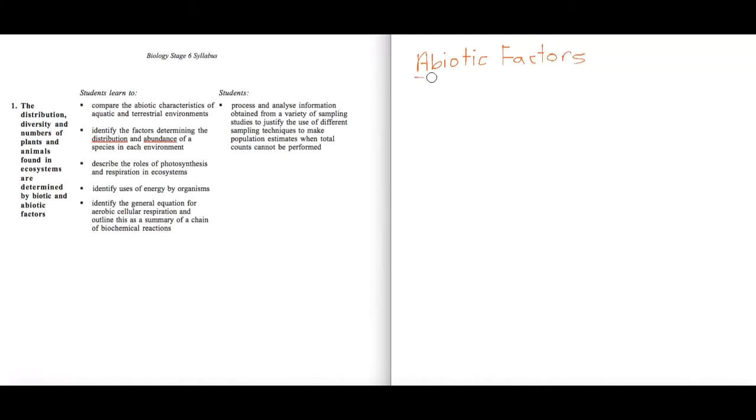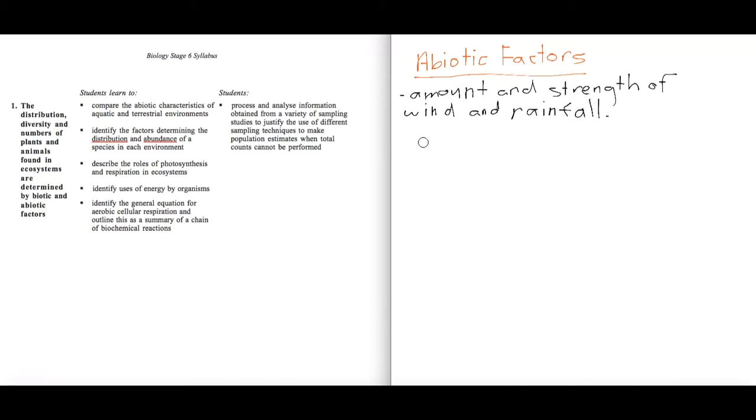The first one we will look at is the amount and strength of wind and rainfall in an area. For example, if we look at the dandelion, dandelions are usually found in high wind areas. The reason for that is because the wind allows their seeds to spread across large distances, depending on the strength of the wind. So this is why these flowers benefit in high wind areas. Their seeds are able to be dispersed, and this will affect their abundance and their distribution.